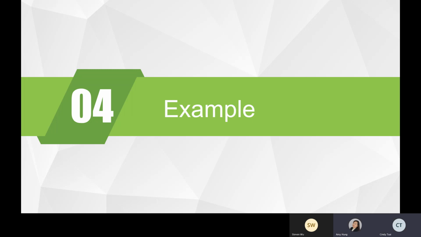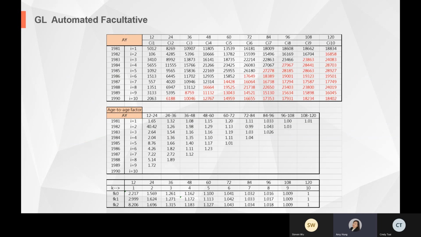Now we'll give a numerical example of this research. The first table is the loss development of a general liability automated facultative segment, and by using the formula that Cindy mentioned before, we can compute the H2H factor and FK0 to FK2. By using FK0 to FK2, we are able to project the loss to the ultimate, which is 120 months in this case.